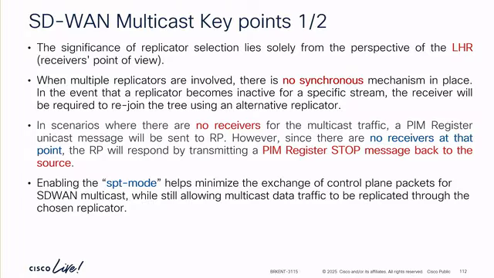In classic multicast, we have SPT mode, shortest path tree mode. But in SD-WAN, all the traffic always goes through the replicator. So if you enable it, it doesn't mean your actual data traffic will choose the best path. It always goes through the replicator. But the control packets being exchanged, like type 6, type 7, type 5, will be fewer compared to when you don't enable SPT mode. But if you enable it, you need to make sure you enable it on all the WAN edge devices in your SD-WAN fabric.